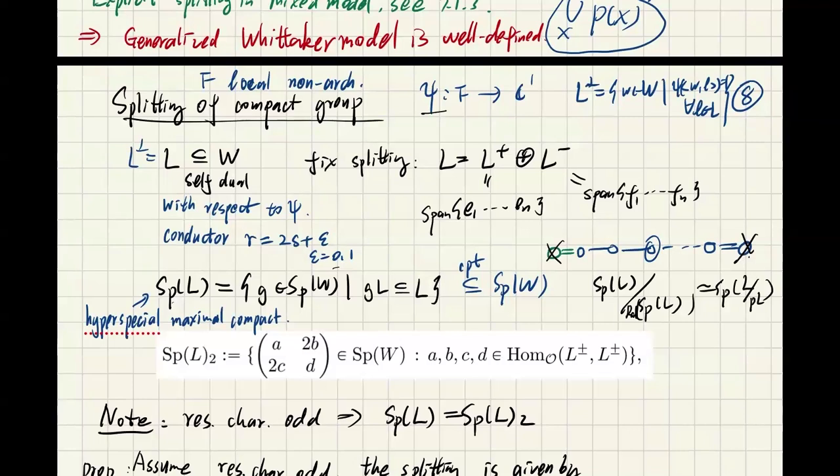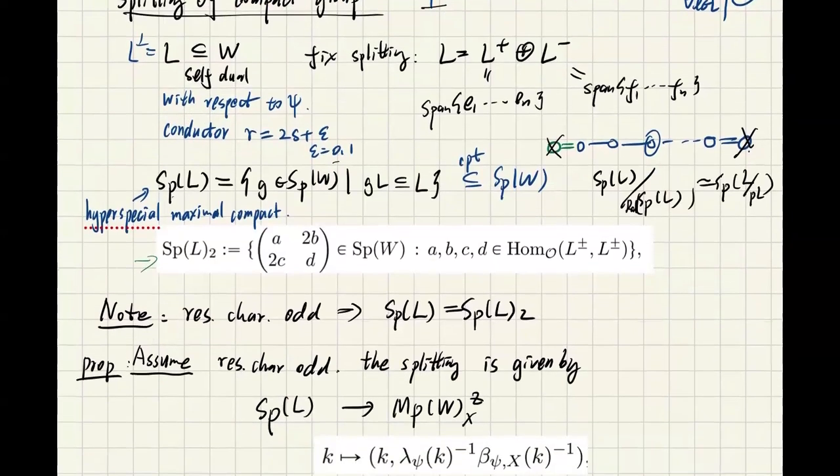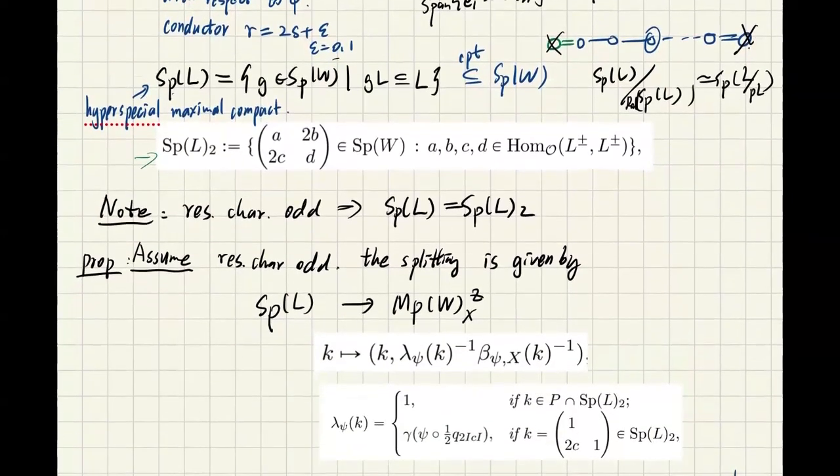In residual characteristic 2, you should consider this SPL2. But anyway, in the odd residual characteristic case, SPL is equal to SPL2. Okay, then let's make life easier and assume that the residual characteristic is odd. To be honest, there are almost no breakthroughs or serious discussions, except the works of Takeda, on lattice models for the residual characteristic even case, I think.